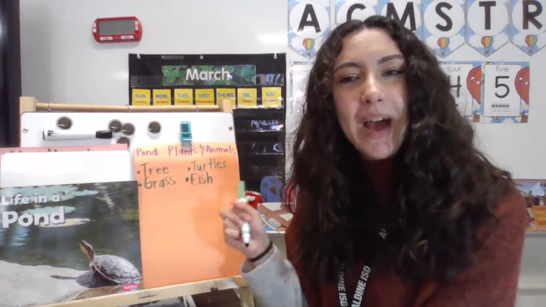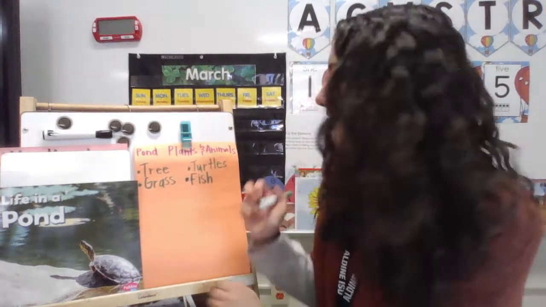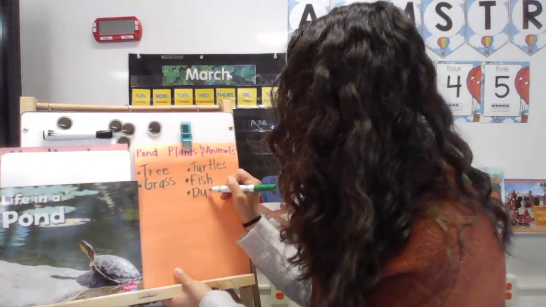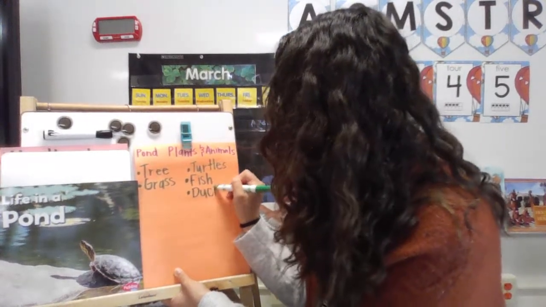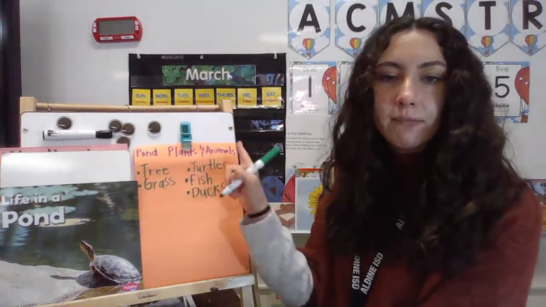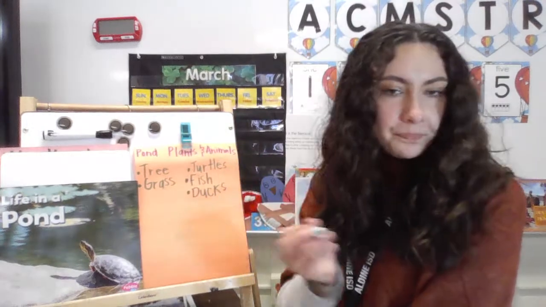This animal that lives in a pond says quack, quack. What animal says quack that lives in a pond? A duck. Very good job. Ducks live in the pond habitat, and they're animals, so they're going to go on this side.